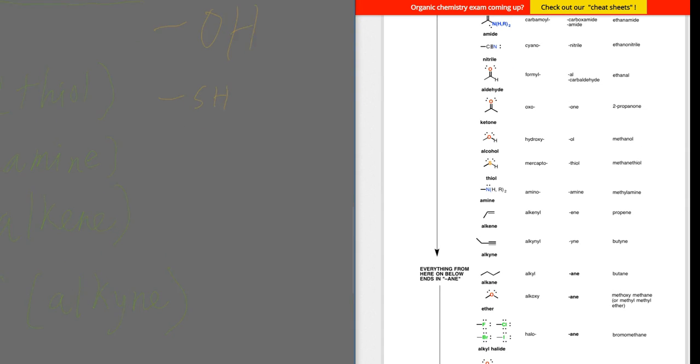So the amine, basically, the amine is just, this is weird, but basically it's just single bonded, some sort of, let's just put R here, except for carbonyl.